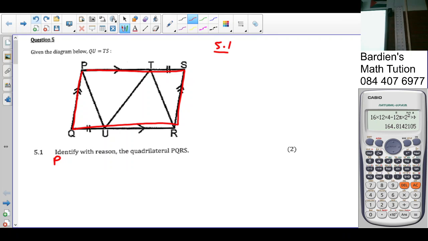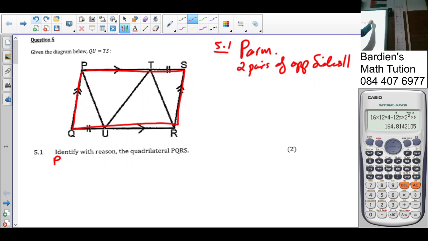What's a quadrilateral firstly? Four-sided figure. Not so, it's a polygon. Is this regular or irregular? Irregular. Why? All the angles are not the same, or all the sides are not the same. Okay? So, what type of shape is this? Parallelogram. Why? Because two pairs of opposite sides. You all okay with that?